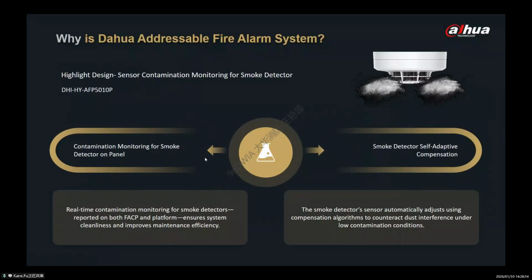So in the system, the new generation panel can support the dust level detection from the sensor and report to the system to measure the normal working state of all the smoke detectors. And also the smoke detector supports automatically adjusting by algorithm to prevent the effect from the dust on the smoke detector.